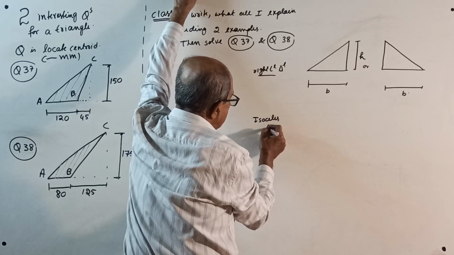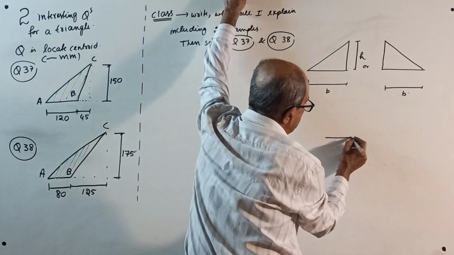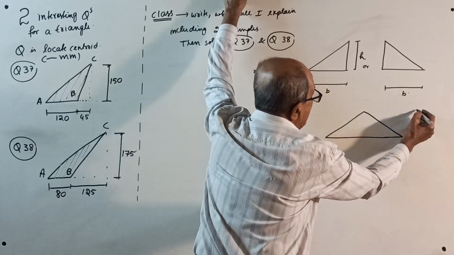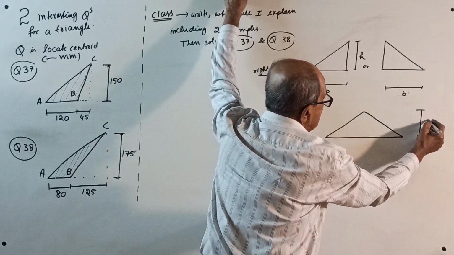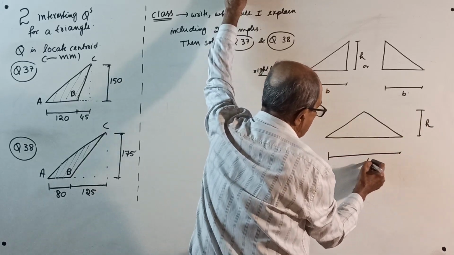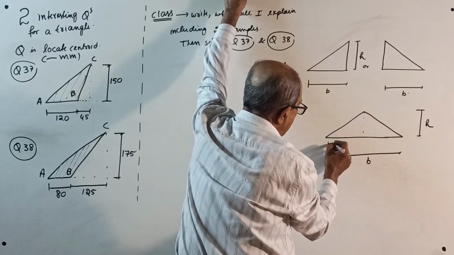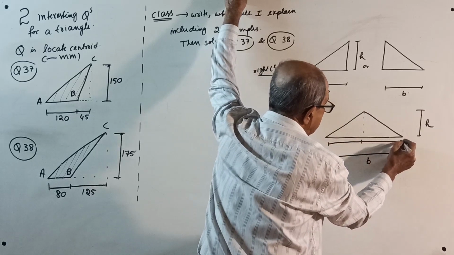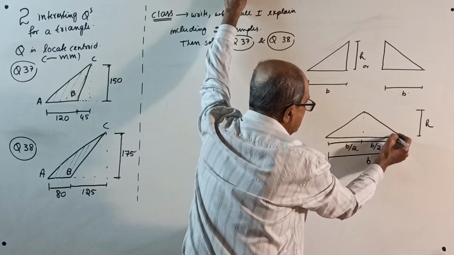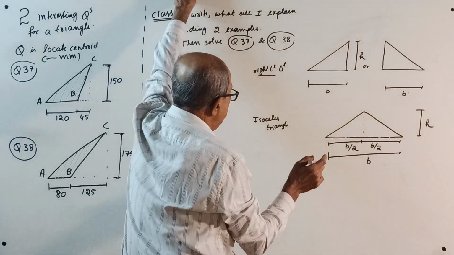Then I told isosceles triangle. Height H, base is B. Of course, if this is the base B and I project to exactly the midpoint, it is B by 2, B by 2. That is, these two angles are equal. I won't write ABC all.